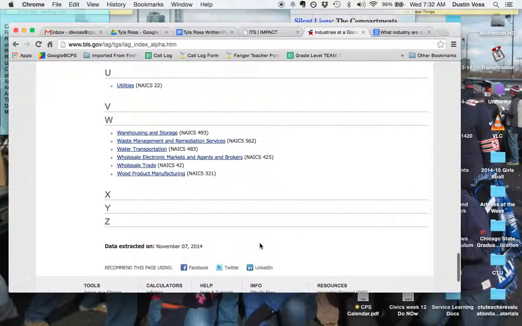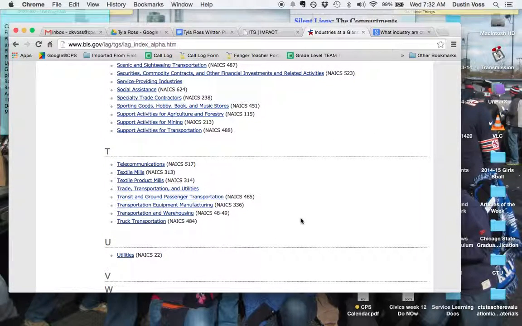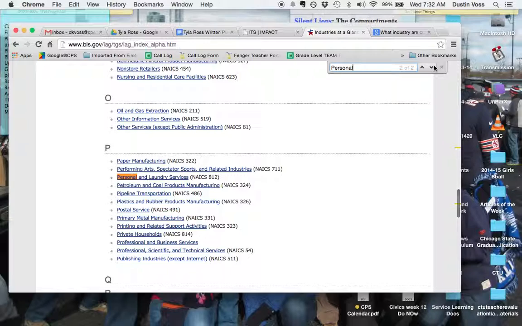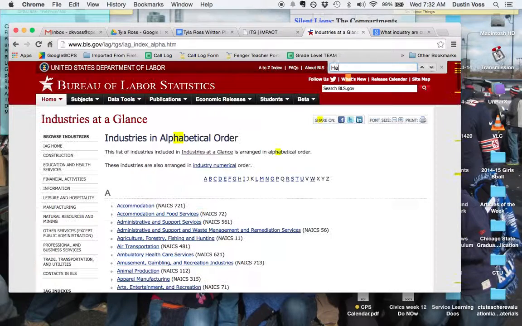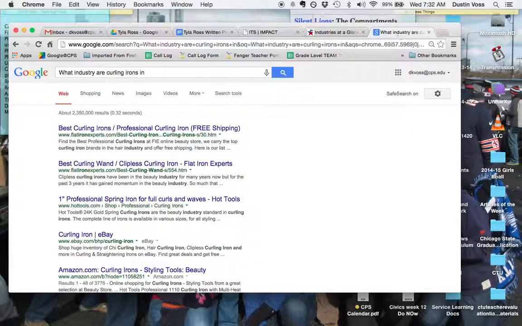Now I didn't see it the first time through, but I'm going to try a little tip. Hold down Command on my keyboard, or Control, and hit F, and a little box will pop up and I can search for any word. So type in personal laundry service. Okay, so I got two things that didn't pop up from her product. I'm going to try to type in hair. Okay, no hair, and I'm going to type in beauty. No beauty. Okay, so I did not find it on this website, so I'm going to try a different website.